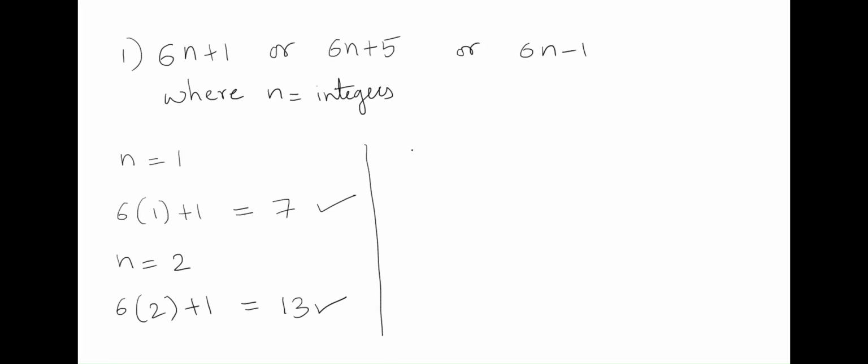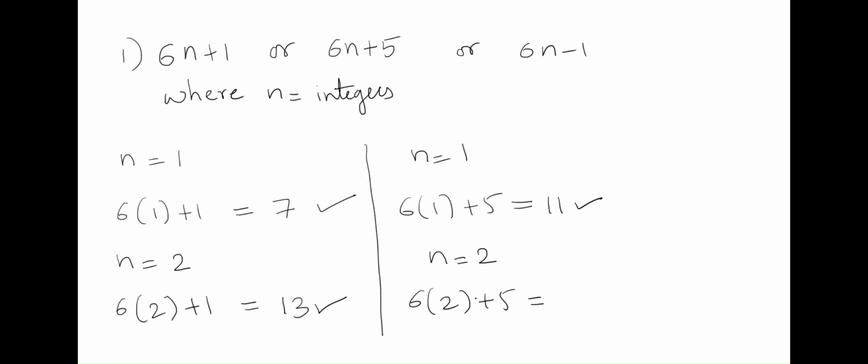Now let's see n equals 1 in 6n plus 5. 6 ones are 6, plus 5 is how much? 11. 11 is also a prime number. If you take n equals 2, 6 into 2 plus 5, so 6 twos are 12, plus 5 is 17, which is also a prime number.